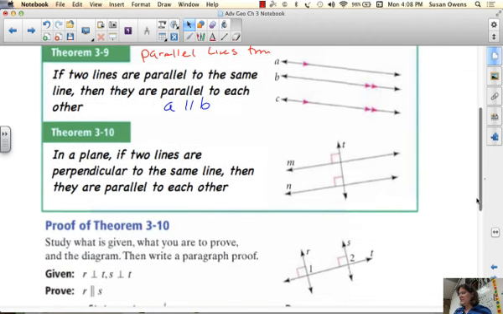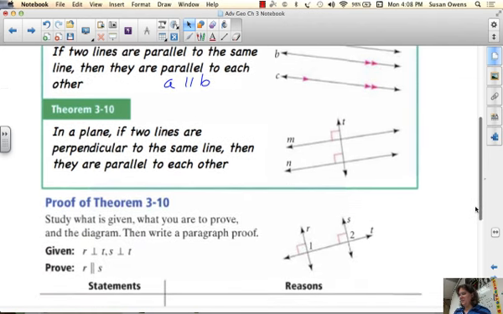The next one shows where transitive doesn't work. This one says, in a plane, if two lines are perpendicular to the same line, then they are actually parallel to each other. Okay, so if you take a look at the diagram, you can see that M is perpendicular to T, and N is also perpendicular to T, but that actually makes M and N parallel to each other.